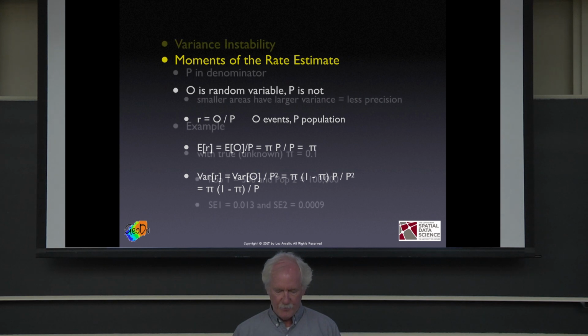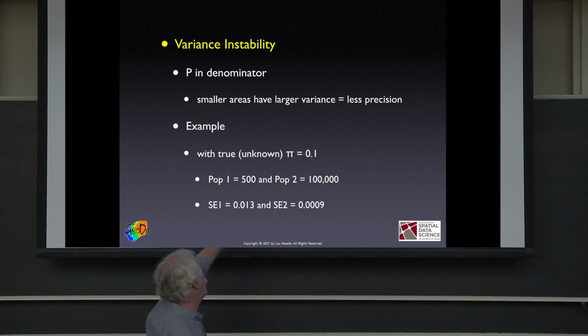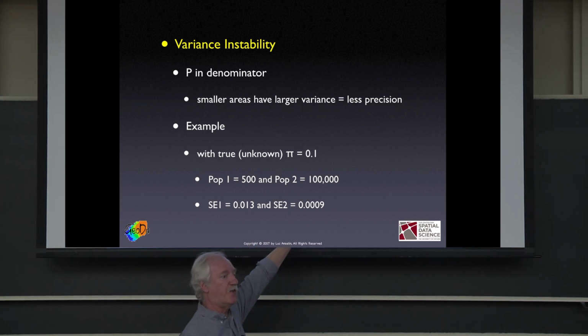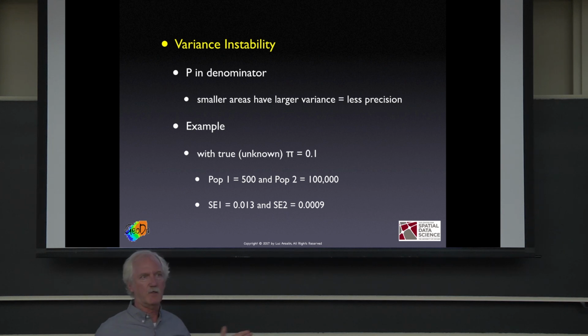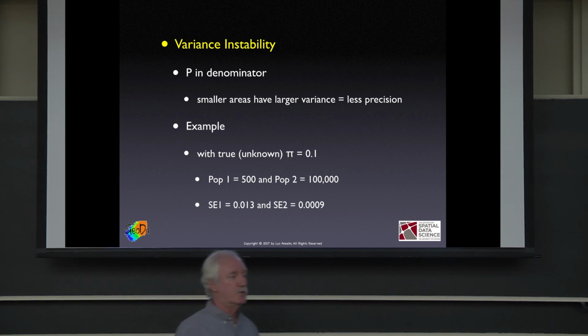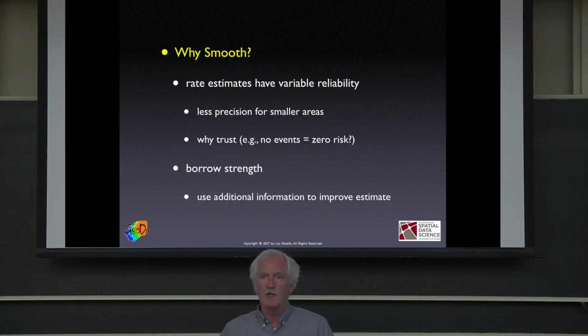So you can illustrate this with just a little example. If you have the pi as 0.1 and you have one population of 500, then the standard error is 0.013. If you have a population of 100,000, the standard error is 0.0009. So you see very quickly when you have large populations, these standard errors become very small. It becomes very precise. When you have small populations, you're in trouble. So that's where this idea of smoothing comes into play.